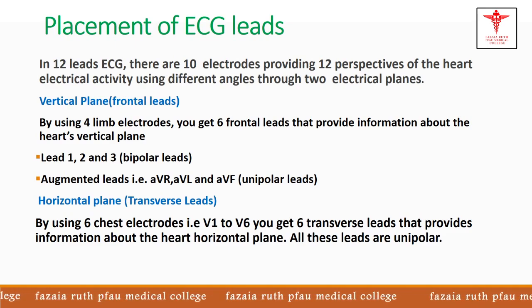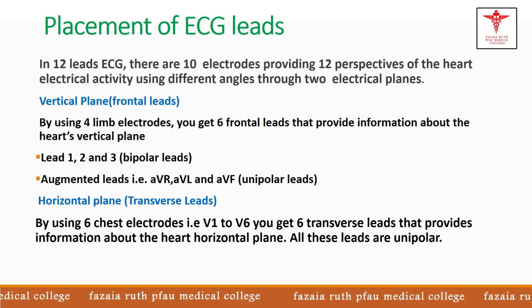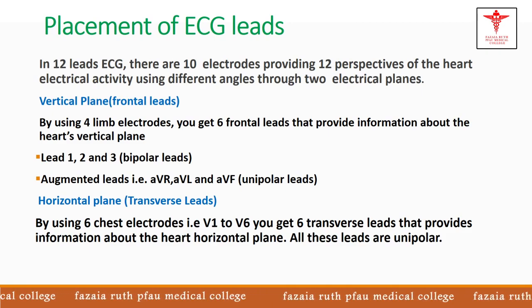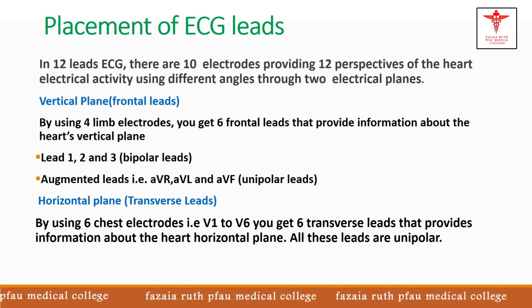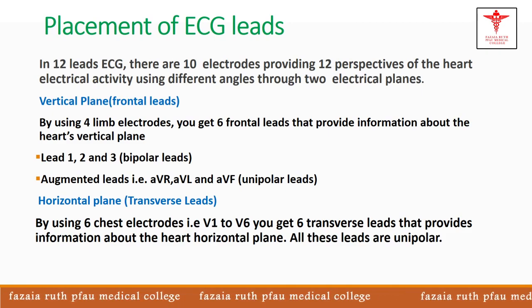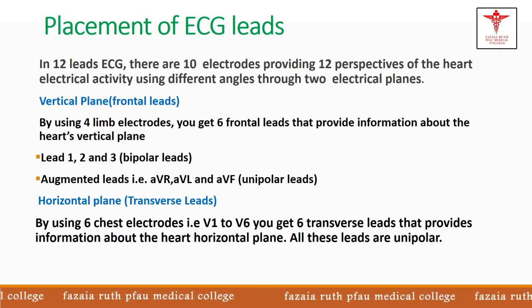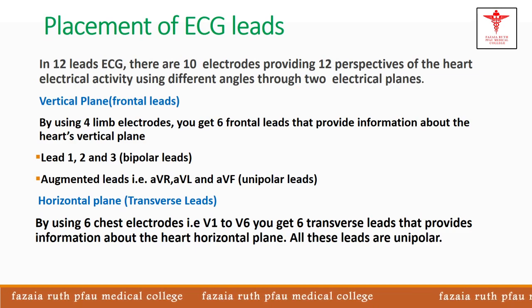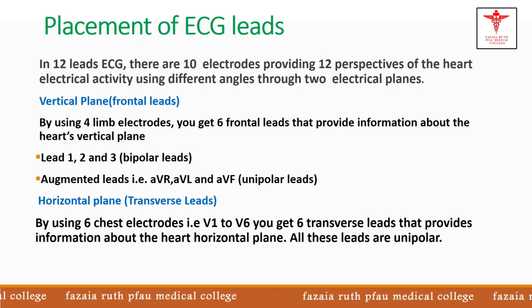Now come to the horizontal plane, the transverse leads. As you already know, by using 6 chest electrodes, that is V1 to V6, you get 6 transverse leads that provide information about the heart's horizontal plane. All these leads are unipolar.